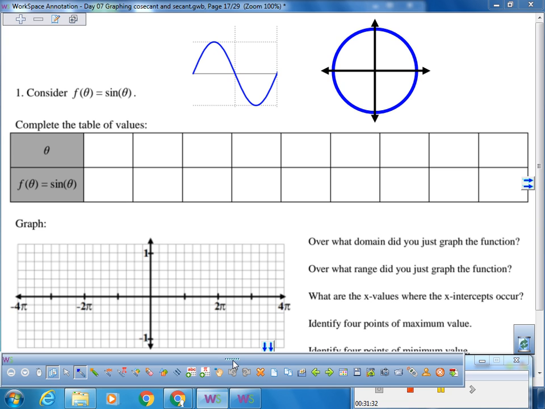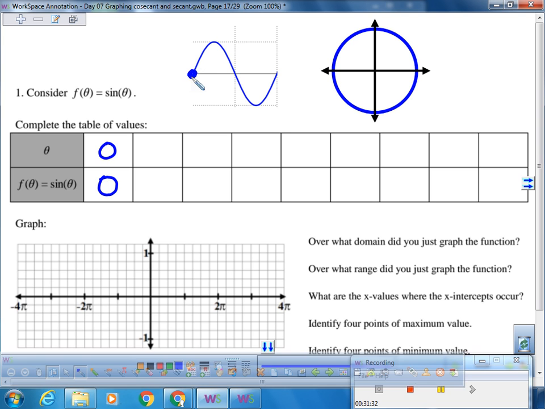All right, so complete the table of values. When I meant theta, or rotation, here's my rotation. When I meant 0 rotation, what is sine? We're at 0. So when I meant 0 rotation, sine is 0. Sine is my y. Correct? All right, let's go.